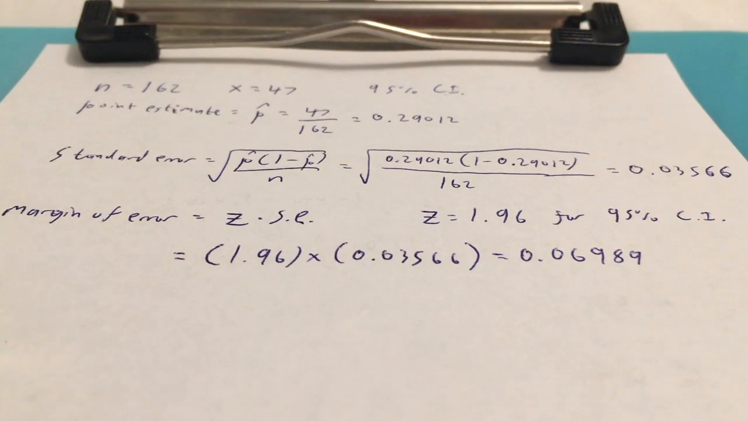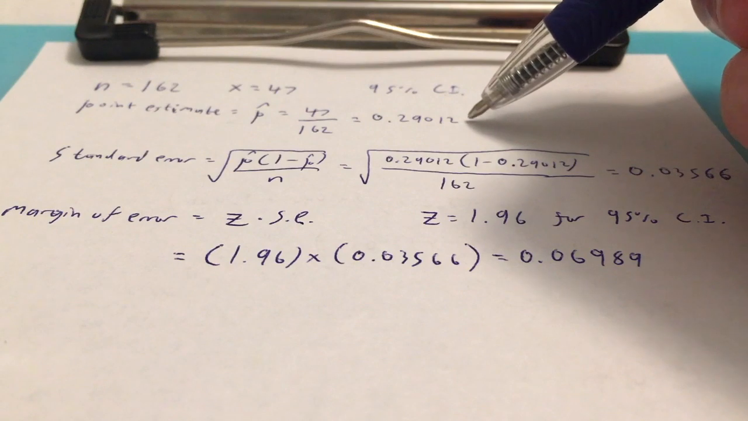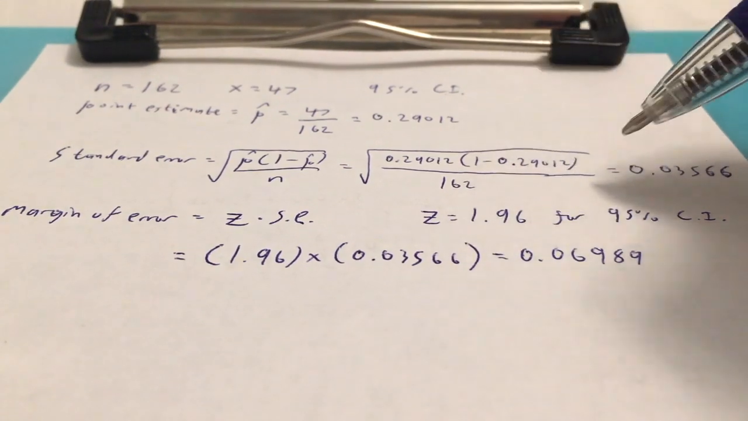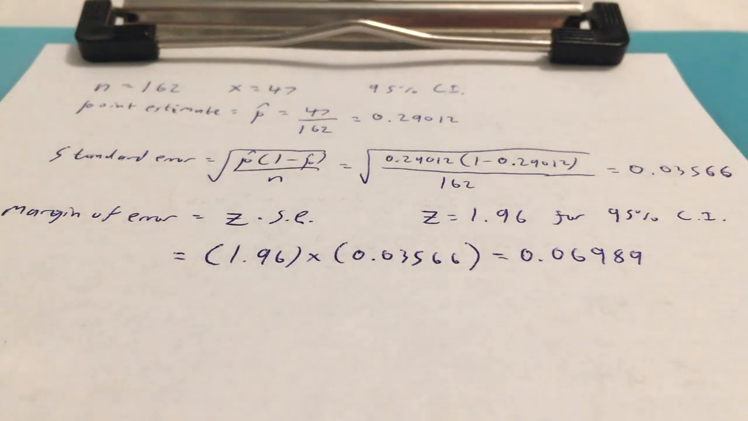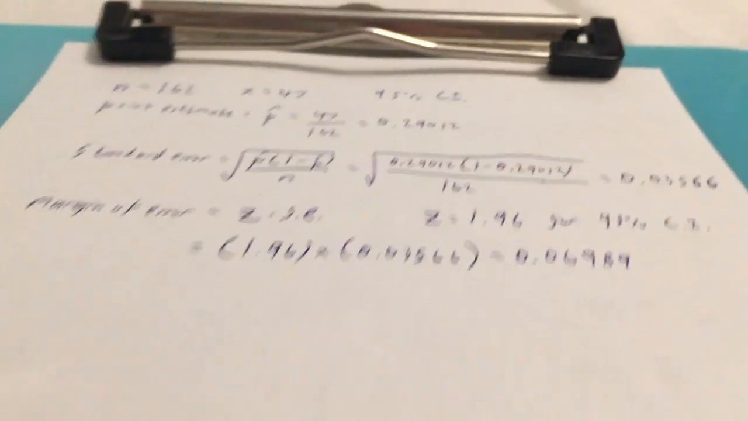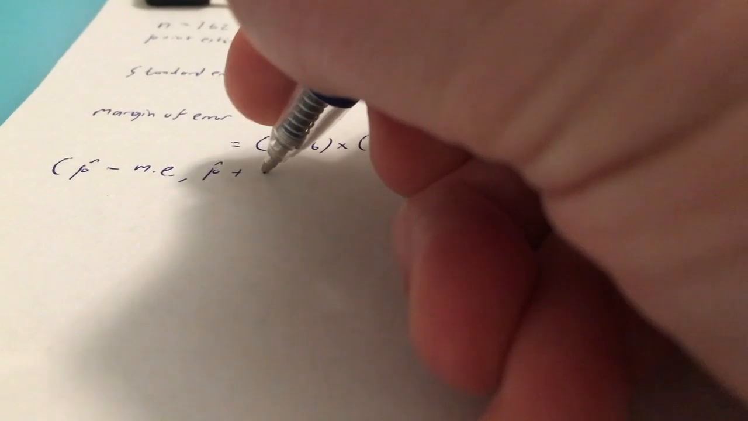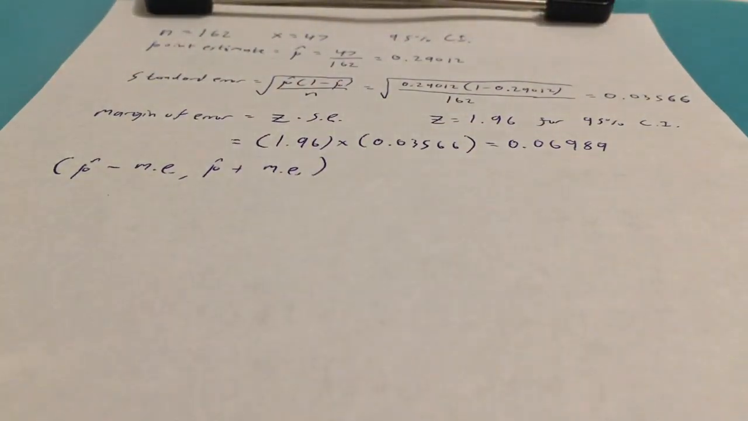To find the confidence interval, remember we need two numbers: the point estimate, which is a sample proportion, and the margin of error, which we just found here. Once you've got those two numbers using whatever method you've done, that's all you need to find the confidence interval. So the confidence interval is going to be the sample proportion minus the margin of error, and the sample proportion plus the margin of error.